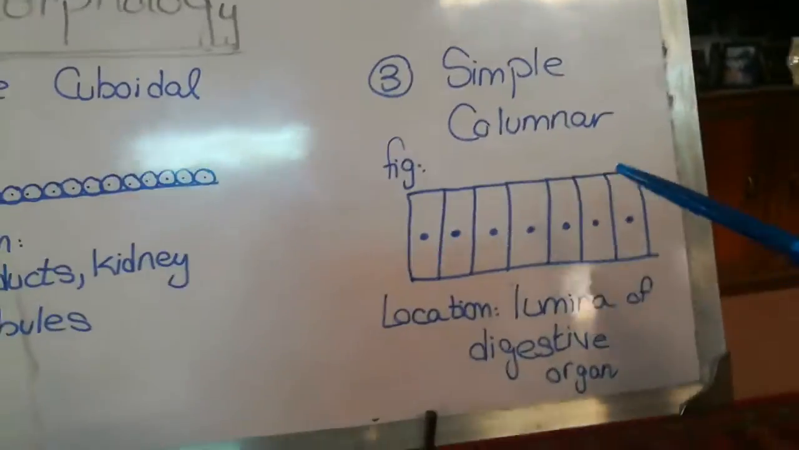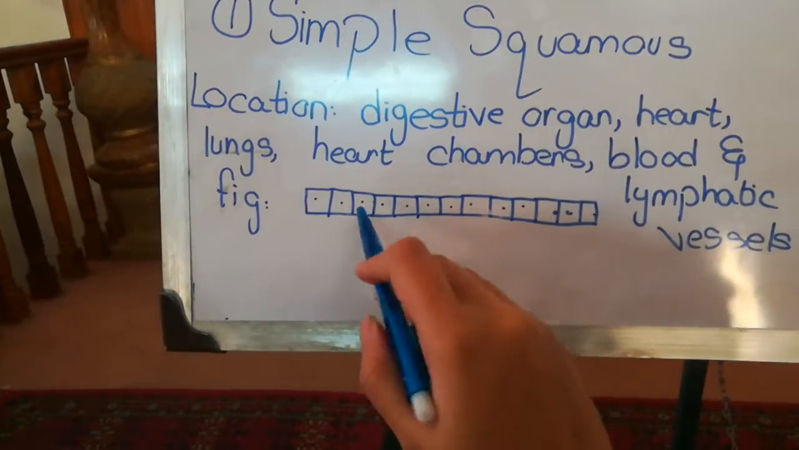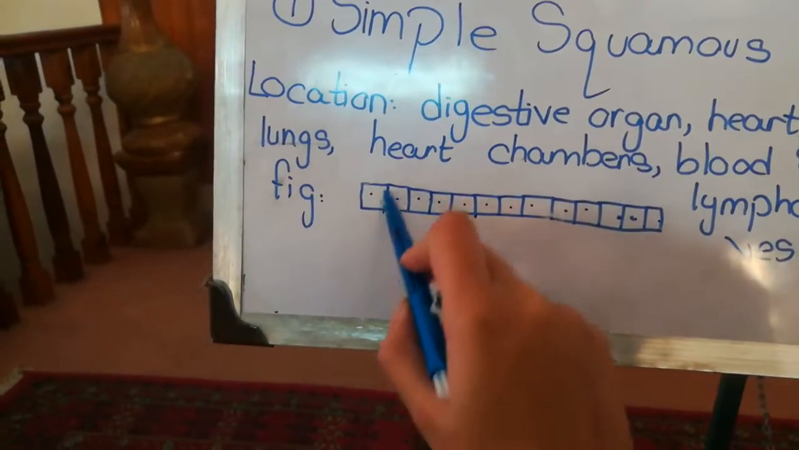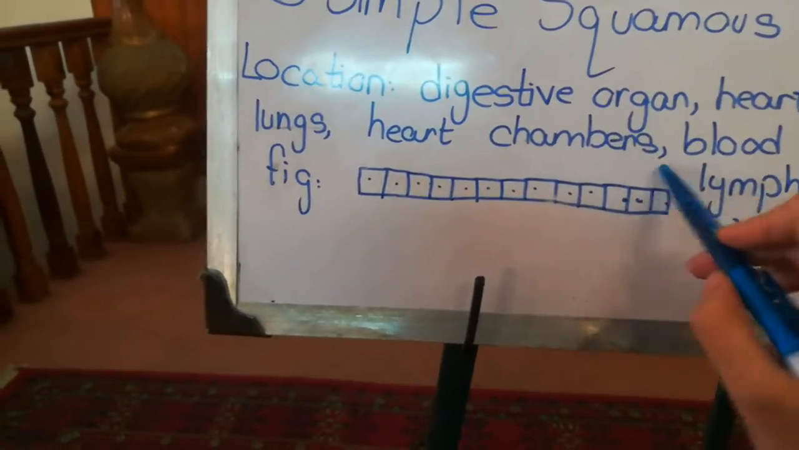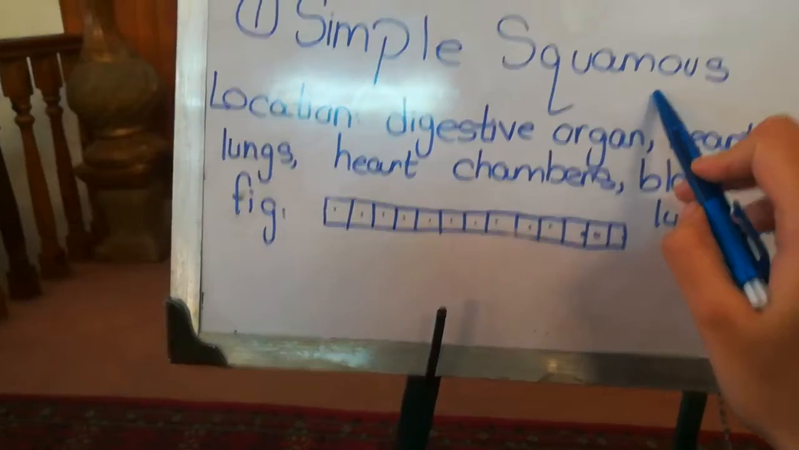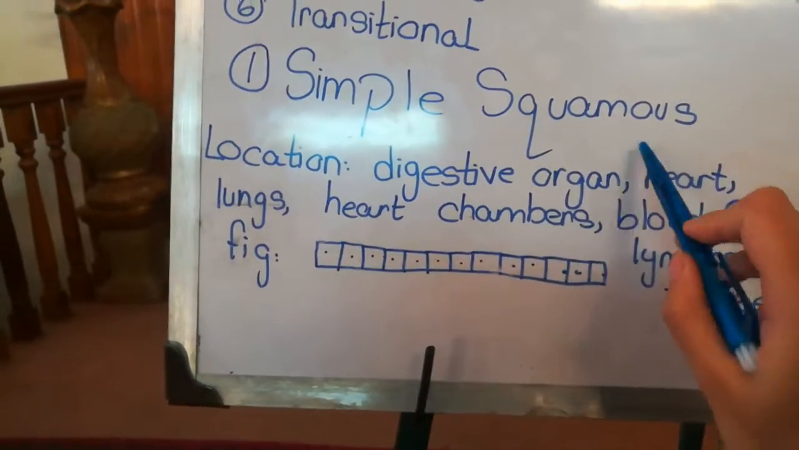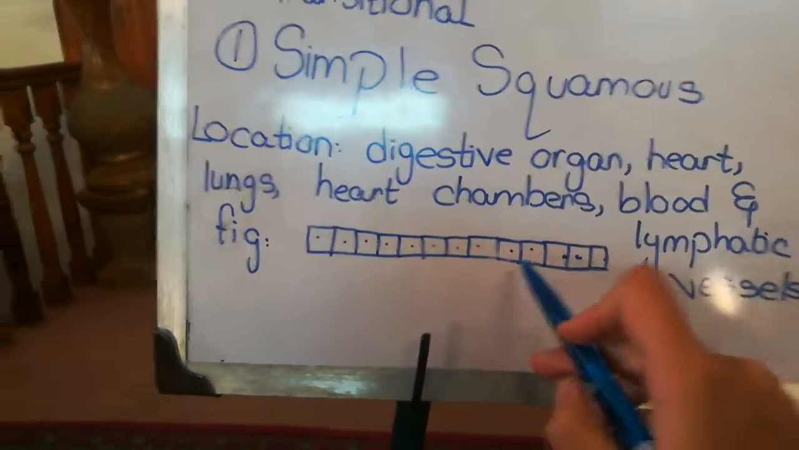The simple squamous epithelium basically consists of, as you see in this figure, a single layer of flattened or squamous shaped cells. So those which are single layered with squamous or flattened cells are called simple squamous epithelium. They consist of 2 types of cells: mesothelial and endothelial.